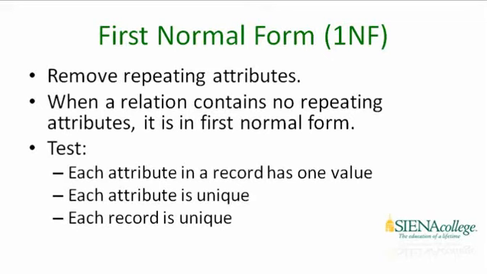We'll know this when each attribute in a record has just one value. In other words, a given attribute will not contain multiple instances, such as a phone number, a slash, and a second phone number in a phone number field. Each attribute itself is unique. Lastly, each record will be unique.